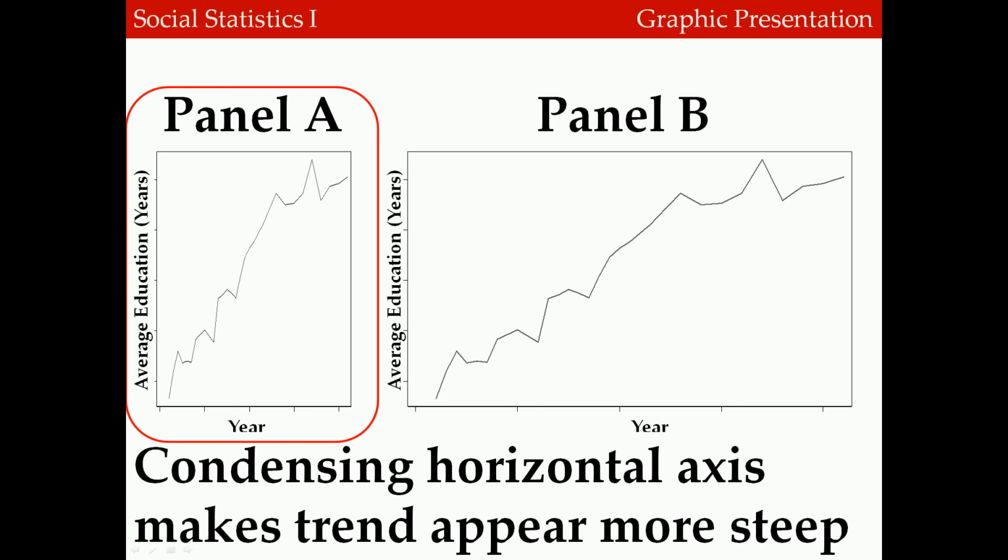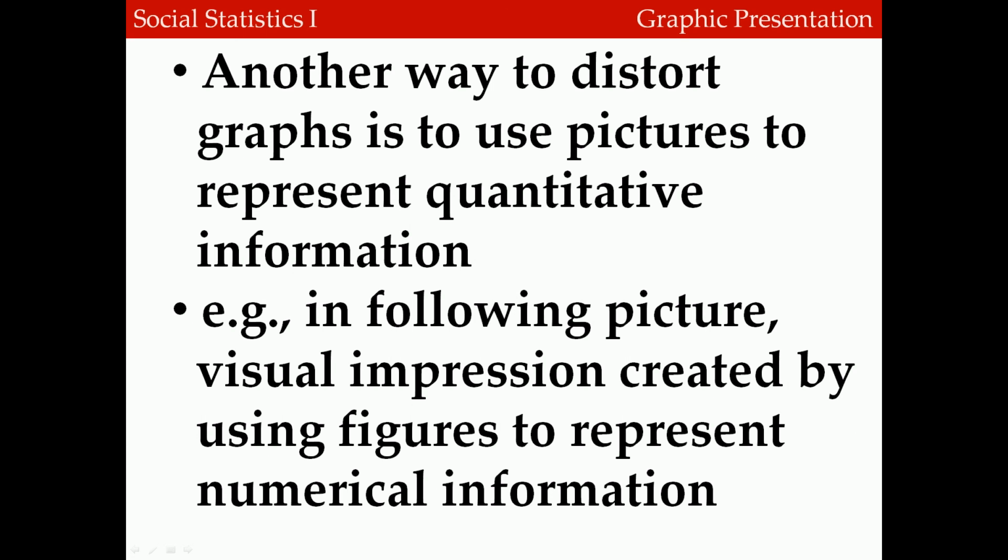And when you compare that to panel B, you can see that the time trend appears to be more steep. That is, the time trend in panel A looks like the education level is increasing much more quickly than in panel B. But in fact, these are the same data. The only difference is that panel A has been truncated compared to panel B, making it appear steeper. So be aware of this kind of very common graph distortion. It can create a very distorted view of what's actually going on in reality.